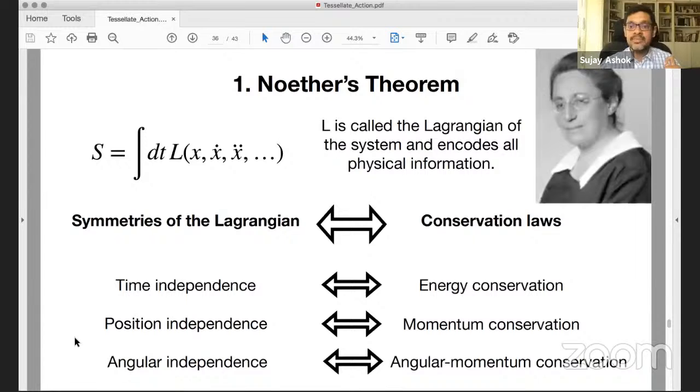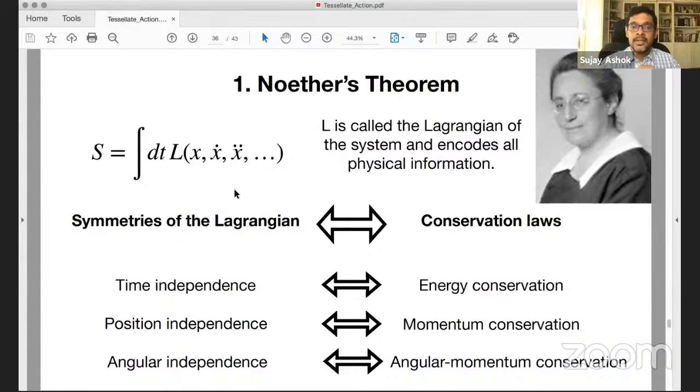The first important thing is the theorem that Emmy Noether proved in the 1920s, which is called Noether's theorem. It concerns what appears inside the action. I wrote the action as an integral over time of something; earlier we had potential energy minus kinetic energy. That thing is what is called the Lagrangian of the system.